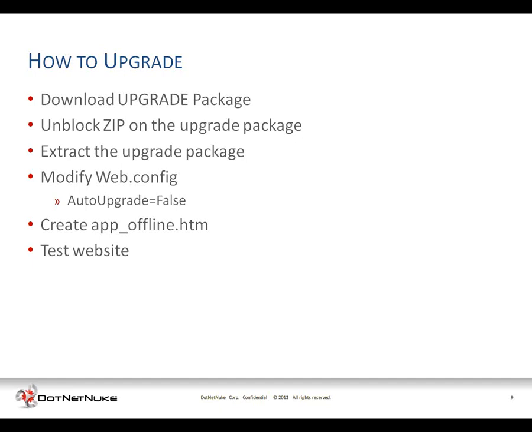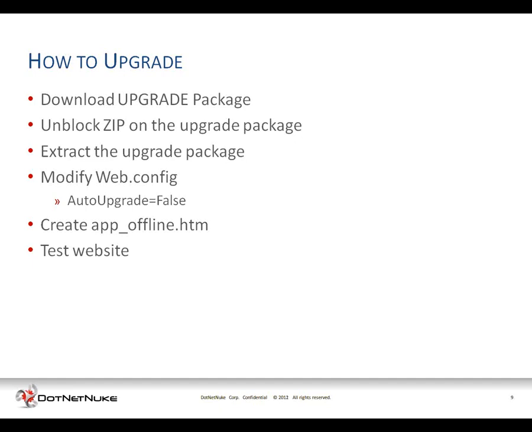So what we need to do is go and download the upgrade package for DotNetNuke. I'll show you how to find that in a moment. Once we've downloaded that file, there's an additional step we need to perform. We need to unblock the zip package. Windows will block certain zip extensions or certain files from zip packages. So we need to tell Windows that the upgrade package is safe, so we make sure to get all of the contents out of it.